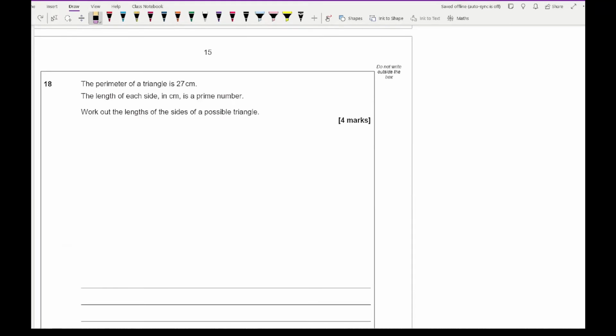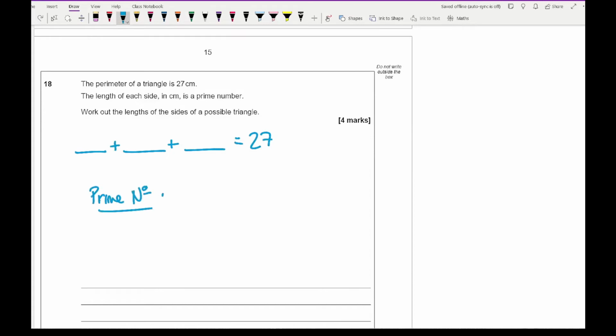So moving on to question 18, it says the perimeter of a triangle is 27 centimetres. The length of each side in centimetres is a prime number. Work out the lengths of the sides of the possible triangle. So for this, what we're looking for are 3 numbers which when we add together give me a total of 27. Now the numbers I can choose from are prime numbers.